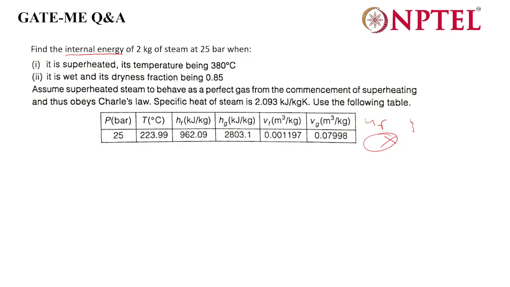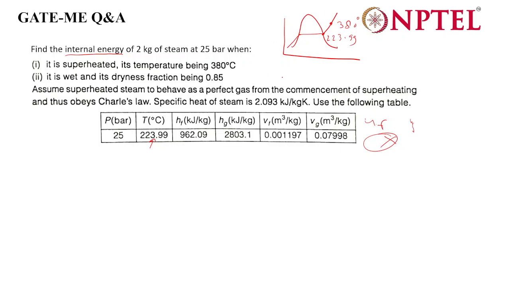Okay, then we will start. So you have to find the internal energy of the 2 kg steam at 25 bar when it is superheated. First it is saying 380 degrees Celsius, and it is showing the saturation temperature is 223, means this point is 223.99.